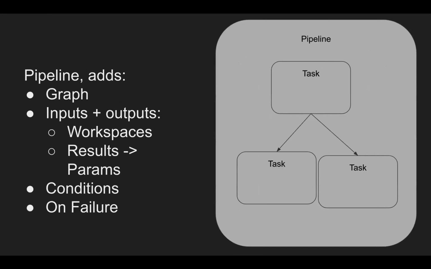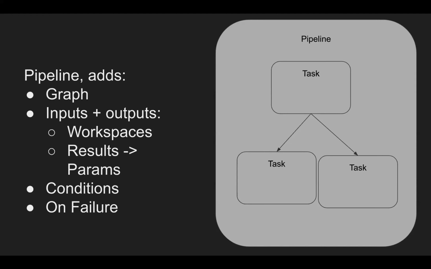And then the next type that we add on top of that is a pipeline, which lets you put tasks together into a graph. You can take inputs and outputs and pass them between the tasks: if a task produces a result, you can pass that as a parameter to another task. If a task is using a workspace, you can take that workspace and use it in another task, for example, if you wrote some files that need to be consumed by another task.